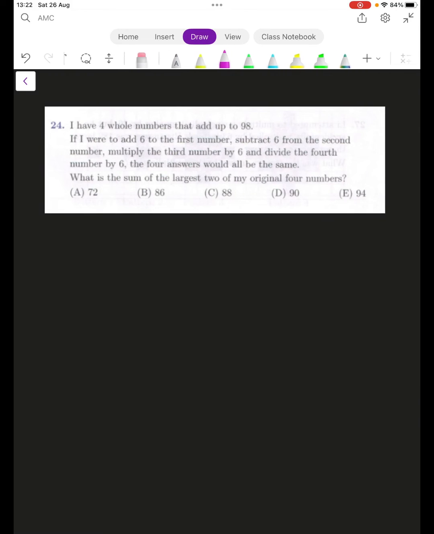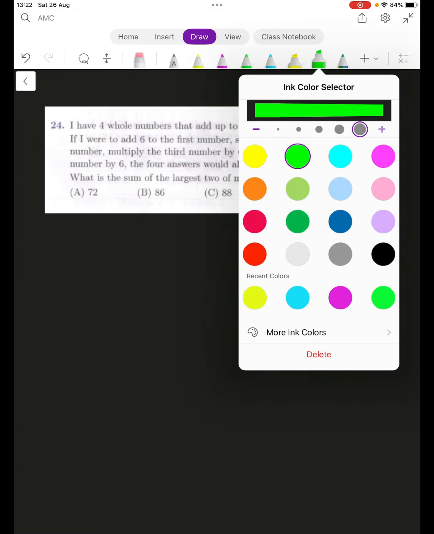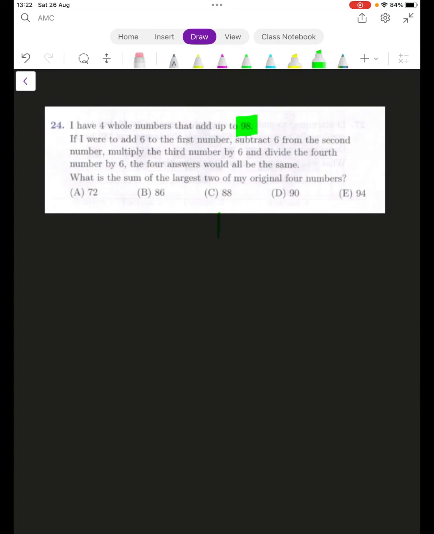Question number 24. I have 4 whole numbers that add up to 98. Let's keep highlighting the important bit. So 4 numbers that add up to 98. If I were to add 6 to the first number, subtract 6 from the second number, multiply the third number by 6, and divide the fourth number by 6, the 4 answers would all be the same. What is the sum of the largest 2 of my original numbers?